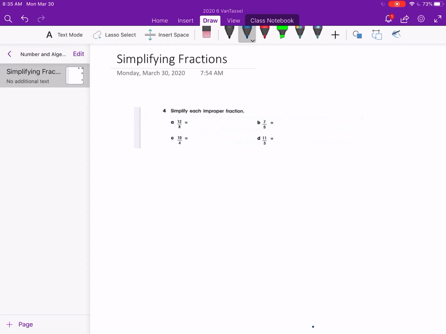Now, guys, we didn't get a lot of time to spend on simplifying fractions. We did talk about it, but it's basically taking the fraction. Let's take a look at this first one, 12/8. And it's breaking these numbers, 12 and 8, down to the smallest equivalent fraction we can get, really.